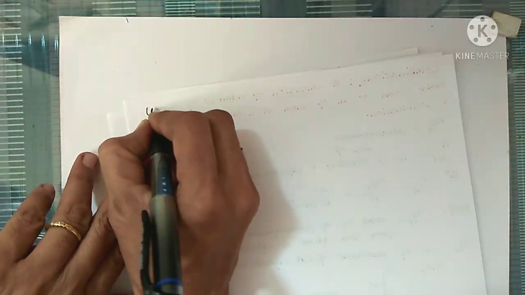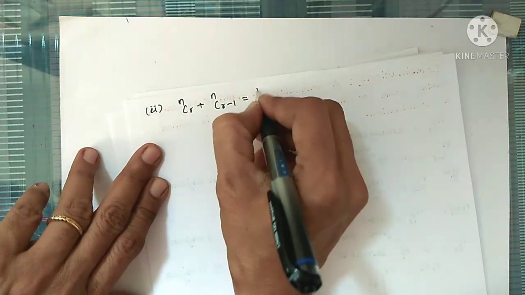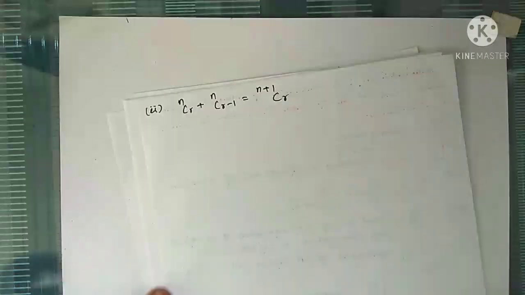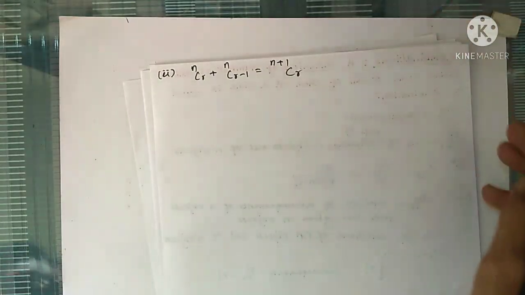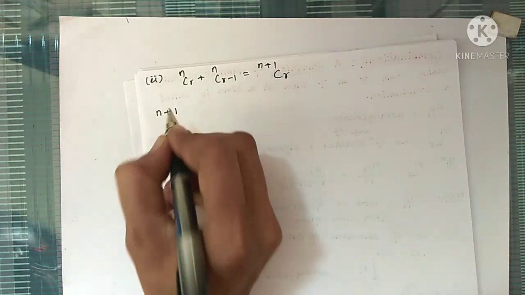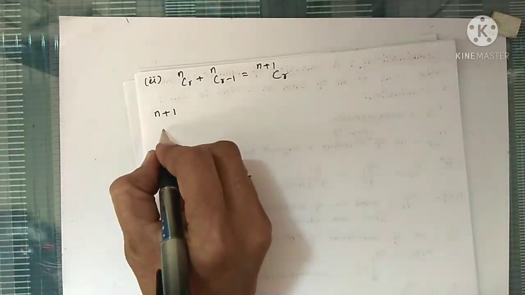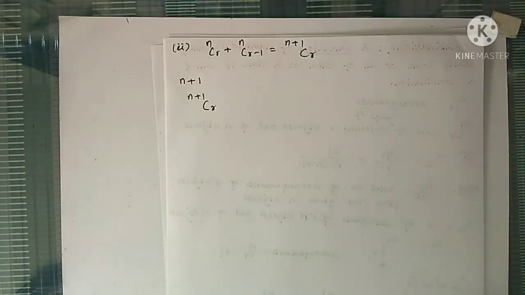Okay. Now the second property is the important property, nCr plus nC(r minus 1) equal to (n plus 1)Cr. So the proof is not there in your syllabus. So let's use the property as it is. Or you can see here, let's prove it just theoretically without using the formula. Say if n plus 1 objects are given, then (n plus 1)Cr is selecting r objects out of n plus 1 objects.